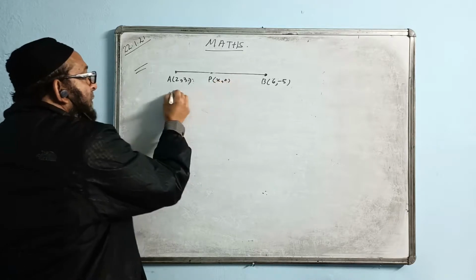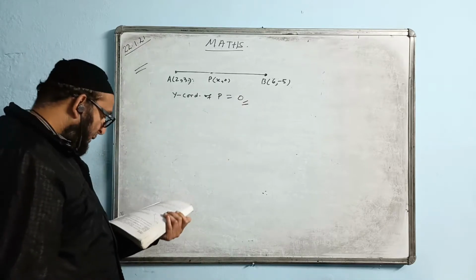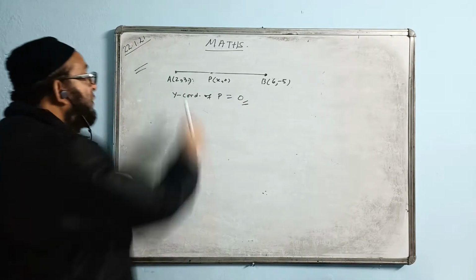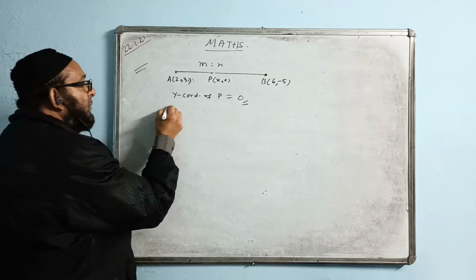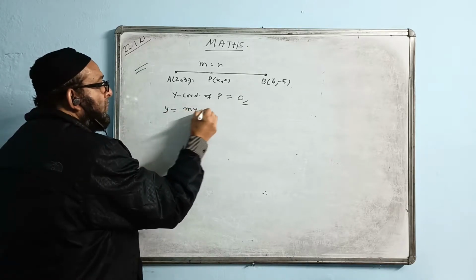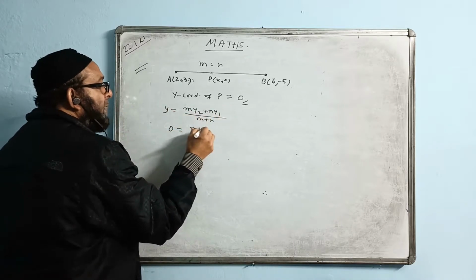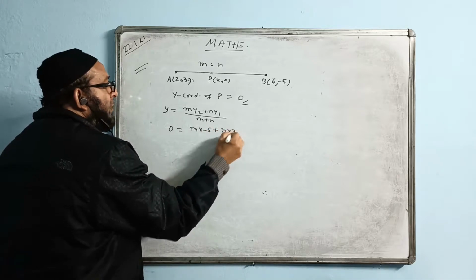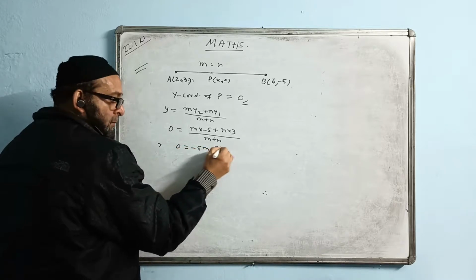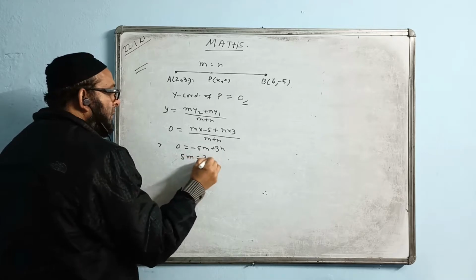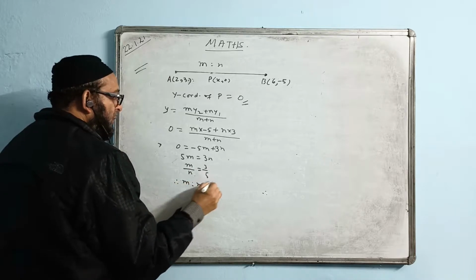This is x, 0. Therefore, write y coordinate of P equal to 0. First answer. Hence, find the ratio AP is to PB. This is m. This is n. Find the same way. That is y, same way what I did just now. This is 0, and y2 is -5, n into 3 by m plus n. This is 0 is equal to -5m plus 3n, 5m equal to 3n, m by n is equal to 3 by 5. The ratio m is to n is equal to 3 is to 5.